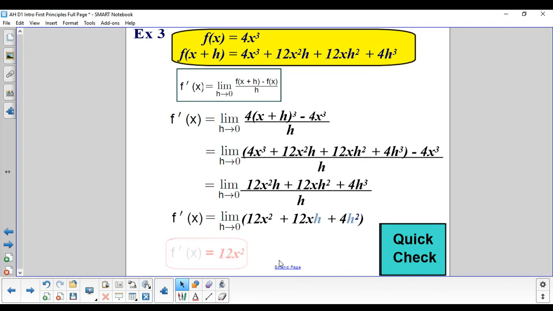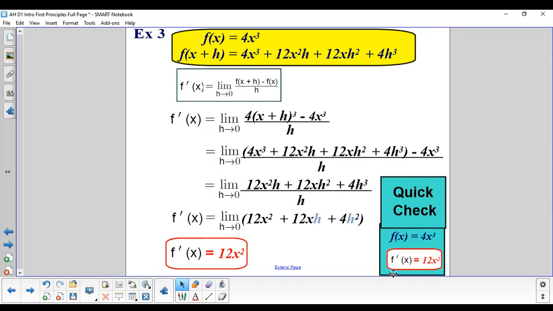You're left with 12x squared. That is in fact your derivative. Let's do a quick check again. Yes, that absolutely works. Are you ready for a superhero one now?